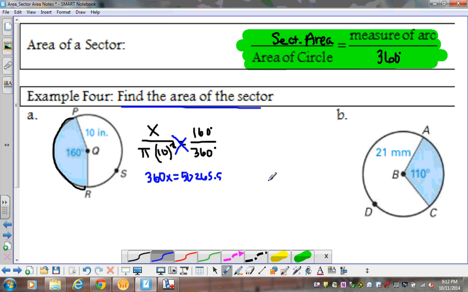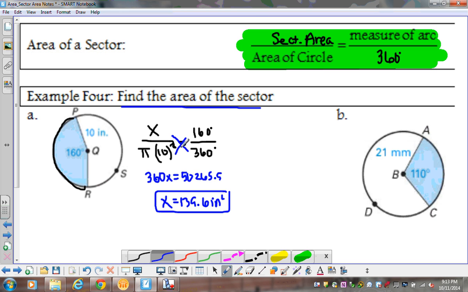So we're going to take that value, 50,265.5, and divide that by 360 degrees. And that's going to give me that the area of my sector is 139.6. And area is always in units squared. So it's 139.6 inches squared. All right? So that's the area of my sector.